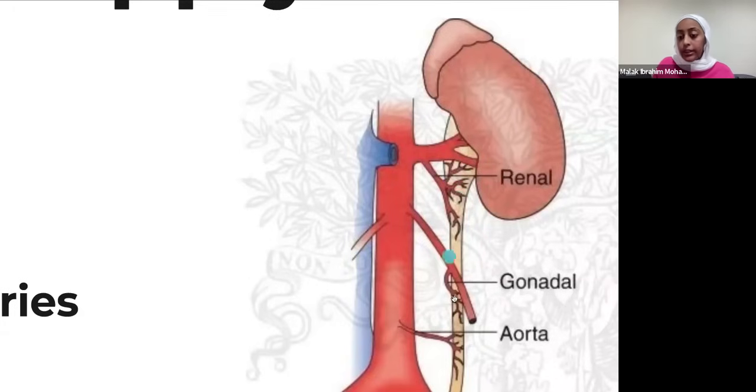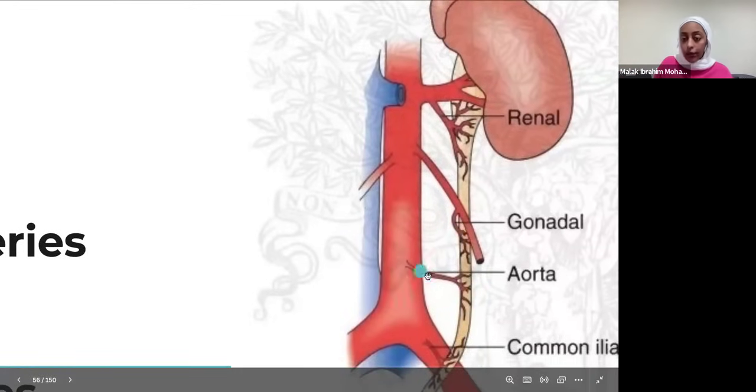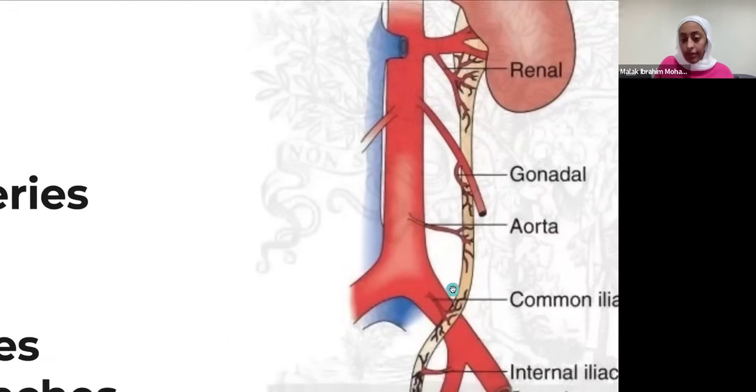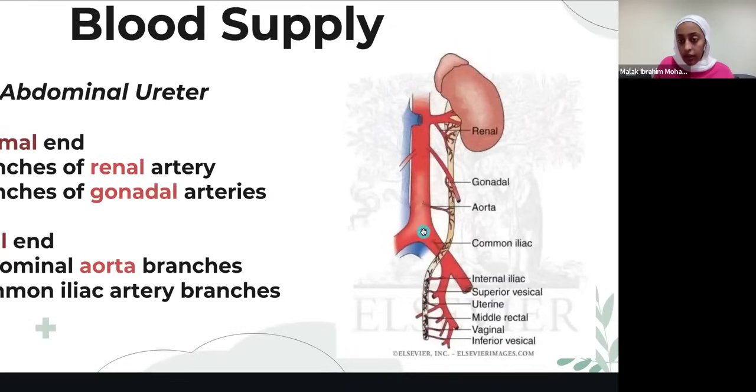Here is the gonadal artery. You can see also it's sending some branches to supply the ureter. And here is the aorta. Direct branches from the aorta are supplying the ureter. And here also, you can see that the ureter can be supplied by the common iliac and the internal iliac.